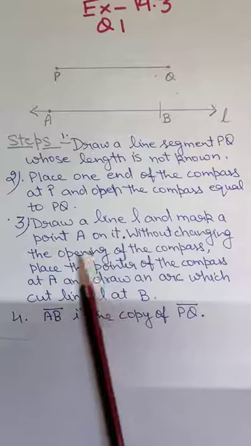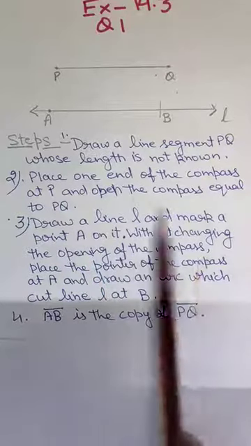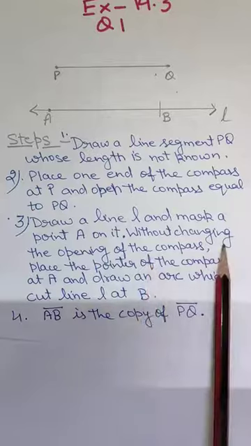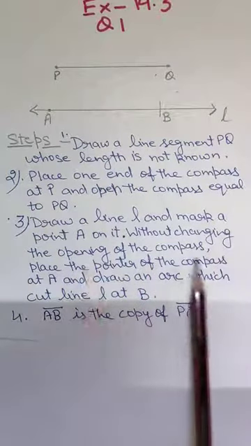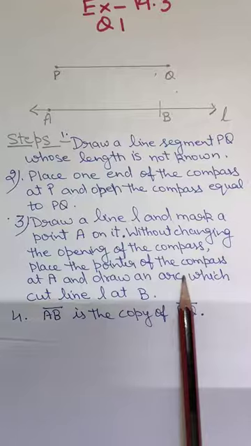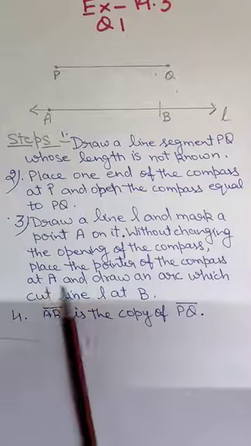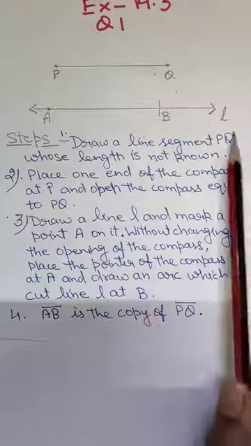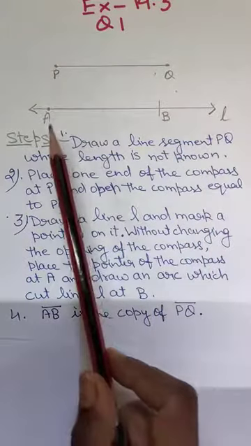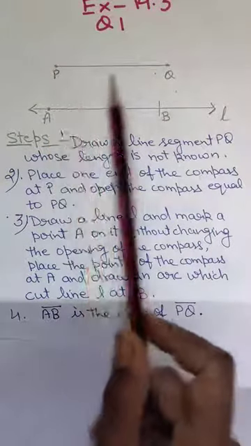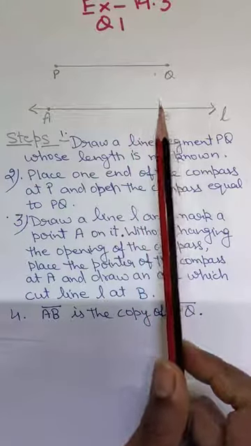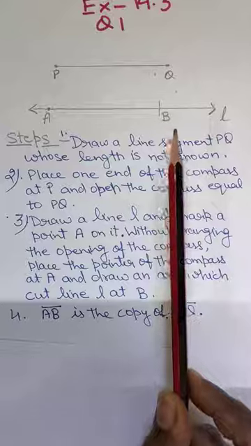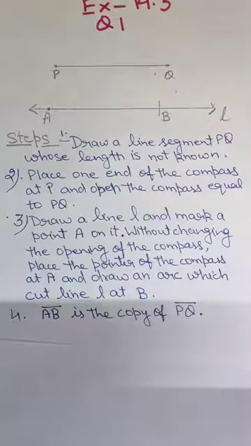Now, without changing the opening of the compass, meaning we have opened our compass equal to the PQ length, place the pointer of the compass at A and draw an arc which cuts line L at B. Clear? We placed the compass at A, and our compass was open equal to the length of PQ. Now it cuts this line L at B. So AB is the copy of PQ.